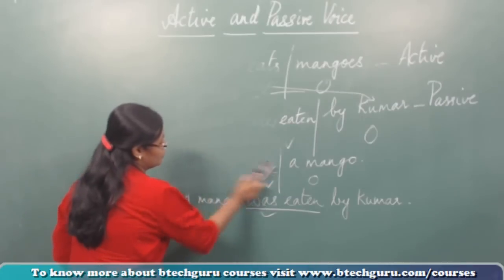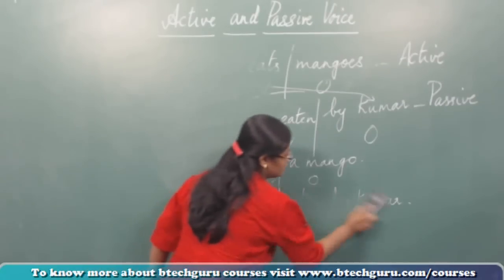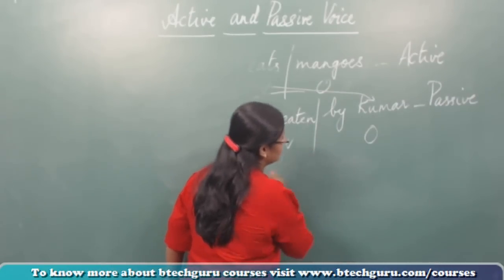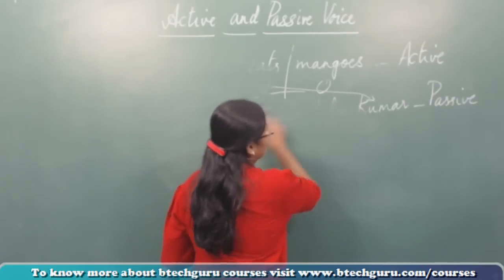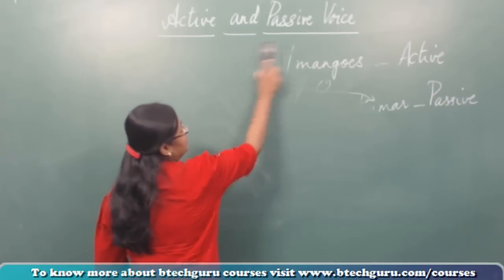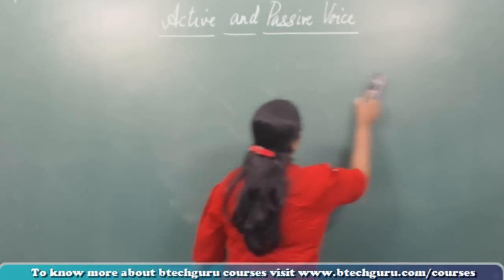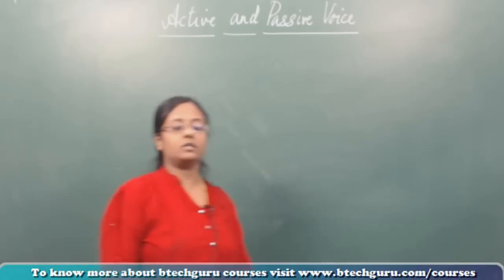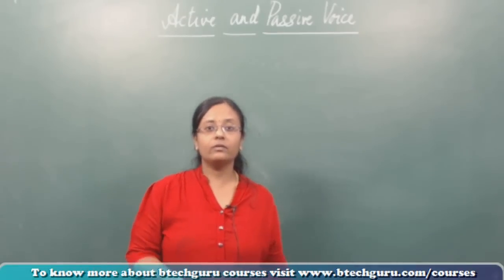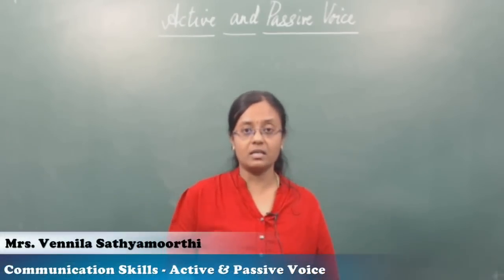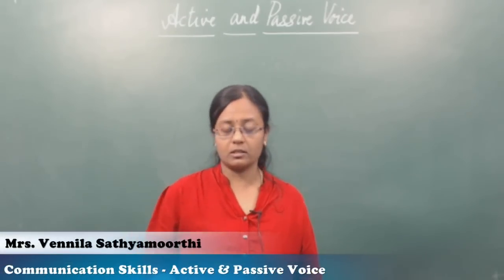While talking about the use of the passive voice, the first use is when you don't know the doer of the action, right, for which I gave the example, my bike was stolen. The second use is when you don't want to mention the doer of the action. Even if you don't know who has done it, you don't want to mention.